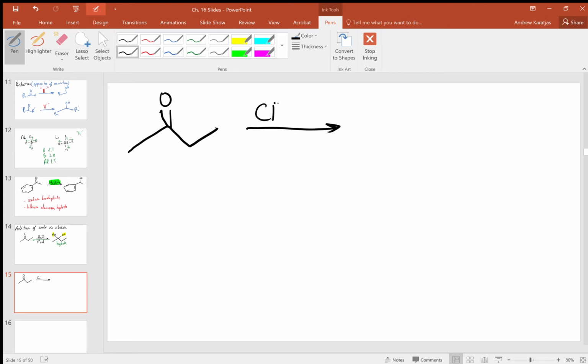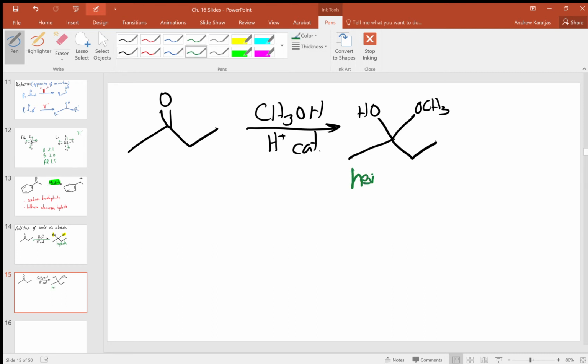And so we could add any alcohol. We'll use methanol here as an example. Again, we need an acid catalyst. And then there's two possible outcomes. One is that the alcohol adds once, forming a substance known as a hemiacetal or a hemiketal. In this case, because it came from a ketone, it's known as a hemiketal. If it had come from an aldehyde, we'd refer to it as a hemiacetal.